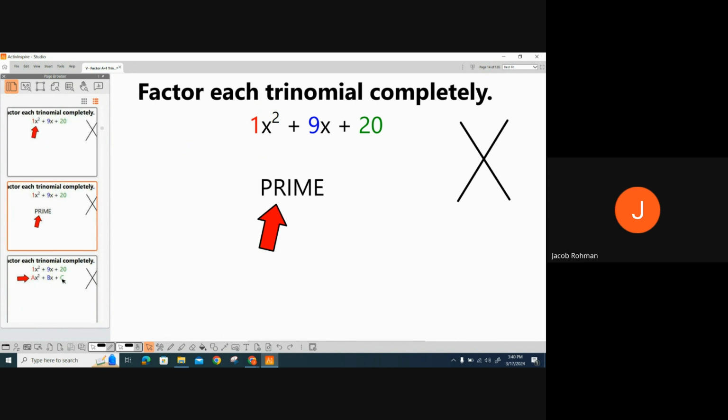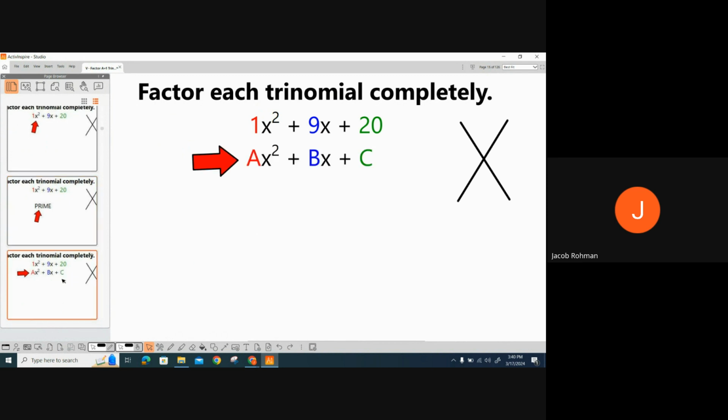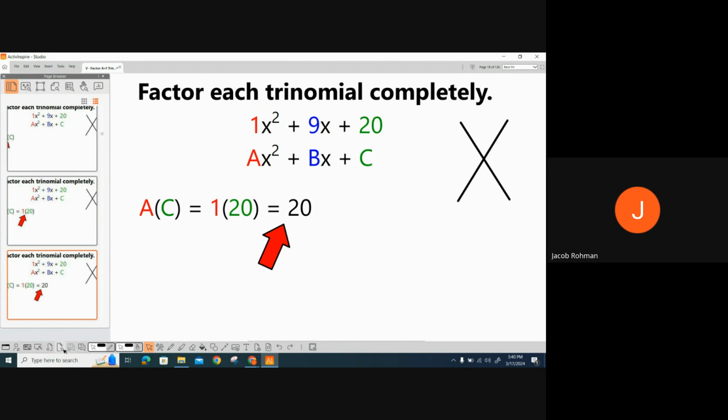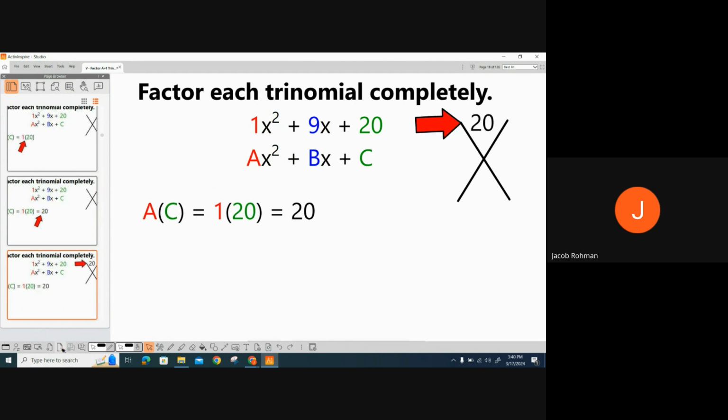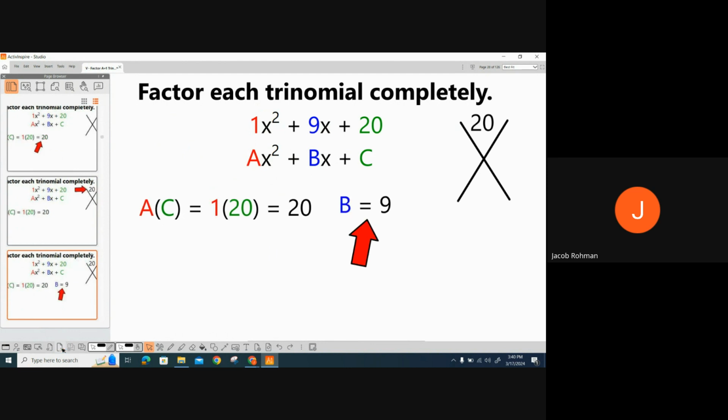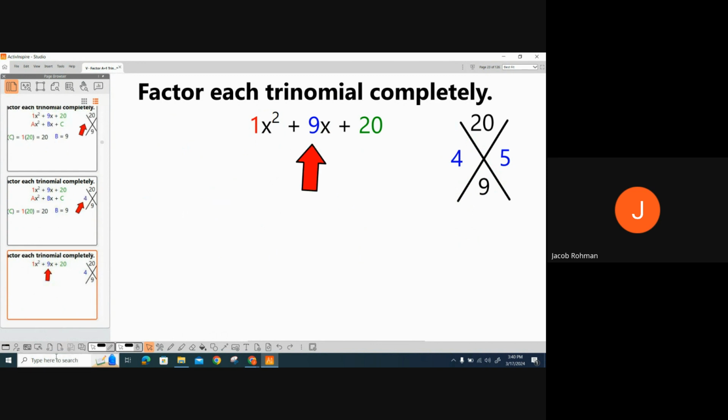Next, we're going to use our X marks the spot, and we're going to take a times c using this formula. So a is 1, b is 9, c is 20. We're going to say that a times c is 1 times 20, which is just 20, and that's going to go at the top of our X marks the spot. Then we find that b is equal to 9, so b is going to go at the bottom. Remember, we're looking to find factors of 20 that add up to 9. Those factors in this case would be 4 times 5, which do equal 20 and add up to 9. Then step 3, we're going to split the b term.